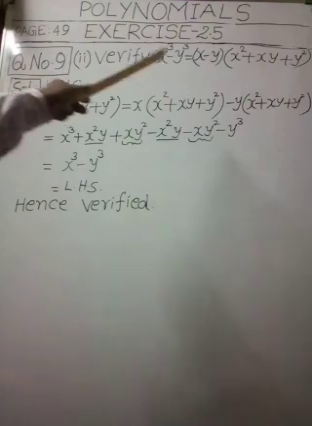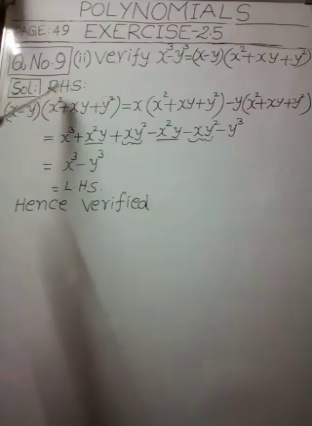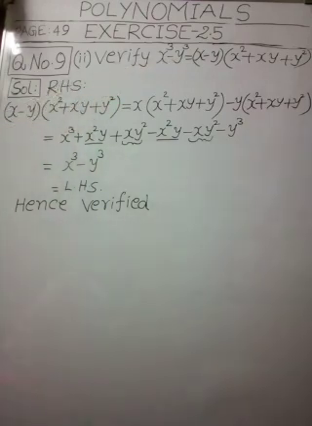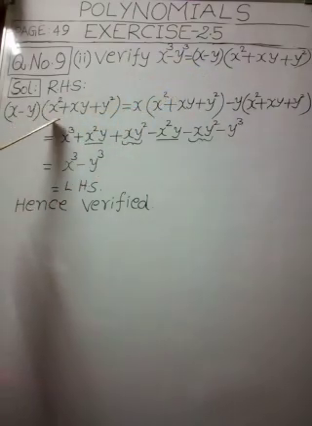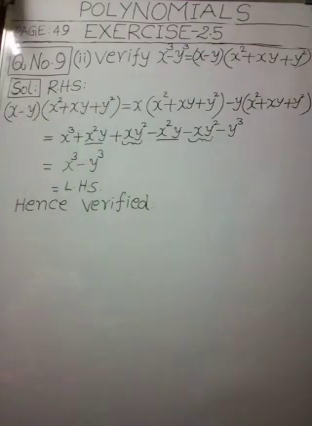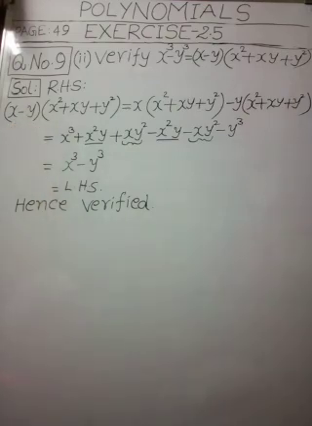Now to verify this statement, I am taking the RHS, the right hand side of the equation. What is RHS? x minus y into x square plus xy plus y square. I have taken RHS. Okay, my dear children. Now what is meant by this statement? We have to multiply these two algebraic expressions. In 8th class itself, we have learned how to multiply an algebraic expression by another algebraic expression by using the distributive property. Okay, my dear children.